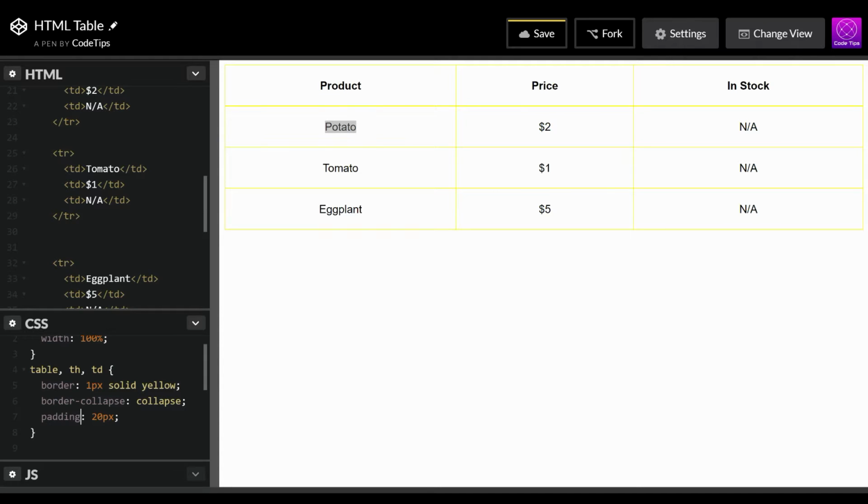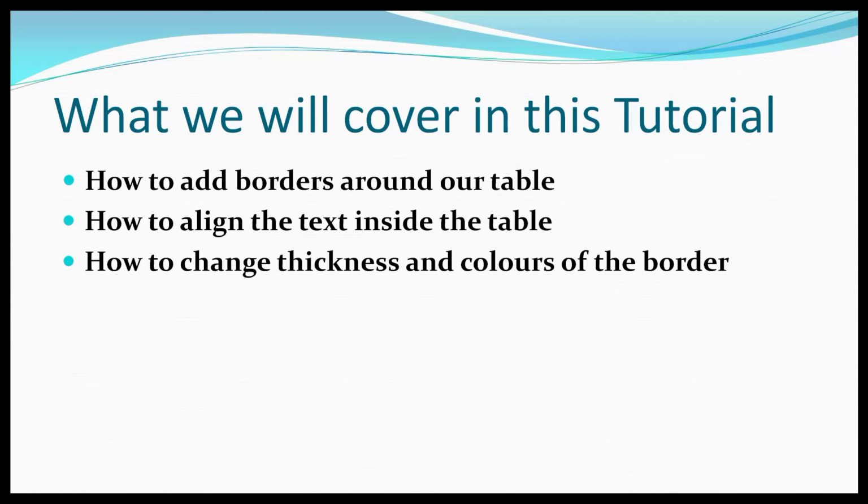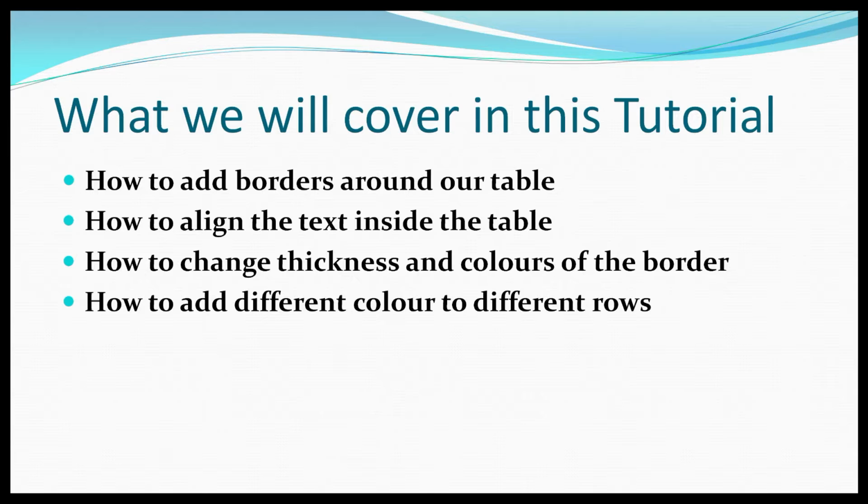Let's see what else we have to cover today. How to add different color to different rows. So you may have seen in many websites that you see a table and one line is white and the second line is gray, third line is white, the fourth line is gray, or vice versa. So we will see how to do that.